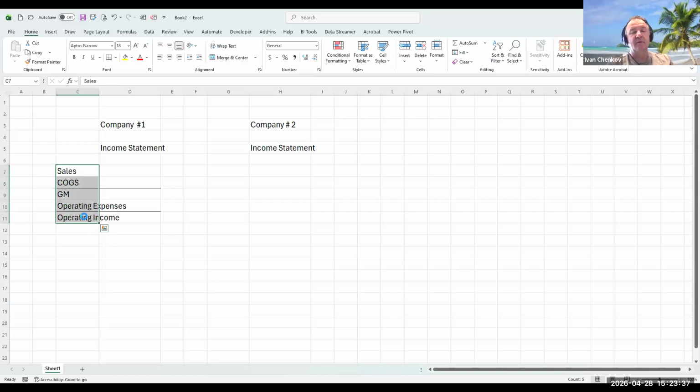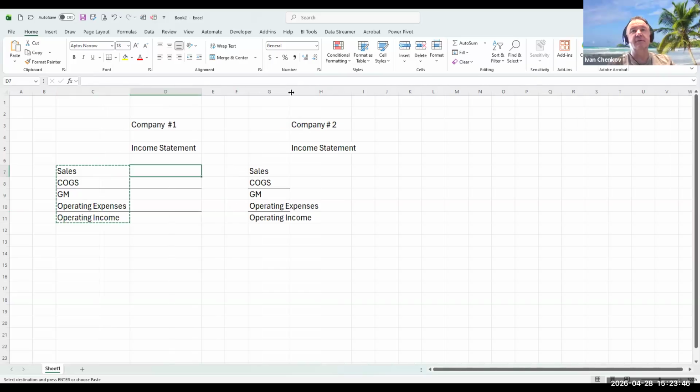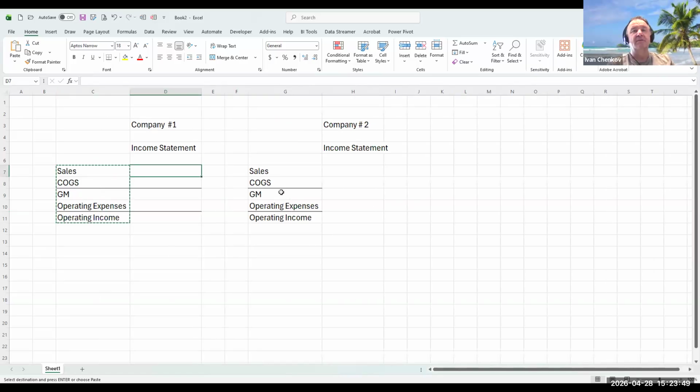Okay, I'm going to copy this and flip it right here. So now both companies are going to have different information. Sales in the first company, let's say, is $15 billion. That's $15 billion for the first company.